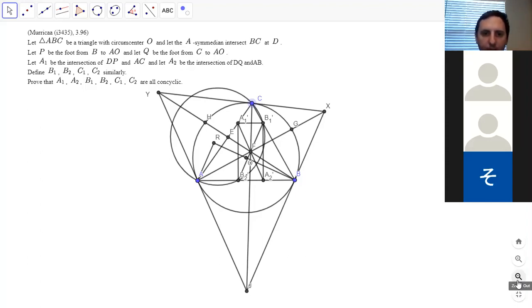So yeah, RA is parallel to B1 prime B2. Sorry, is that right? Yeah. And then also, so yeah, we want to show that RA, RE, RF, RB2 are in harmonic conjugation.